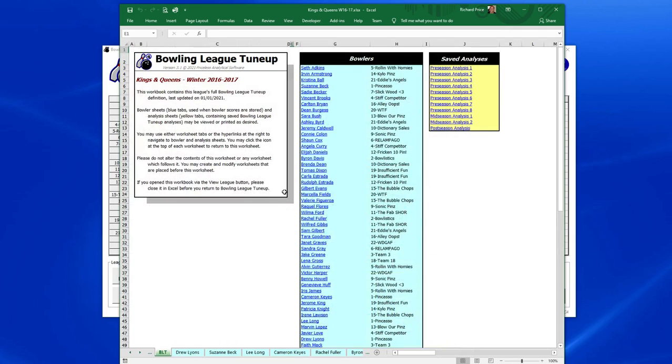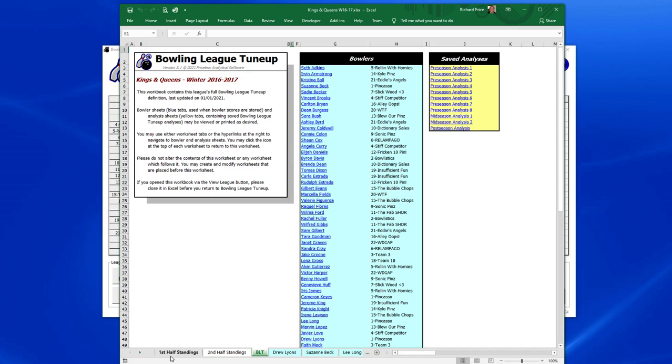All right, let's go back to the cover sheet one last time and cover one more point. If you recall way back when I said that you can add your own sheets into the league workbook in order to provide a full picture of the league for anybody who would like it. And people can open this workbook, even people who don't own Bowling League Tuneup. You can add your own sheets as long as they're to the left of the BLT cover sheet.